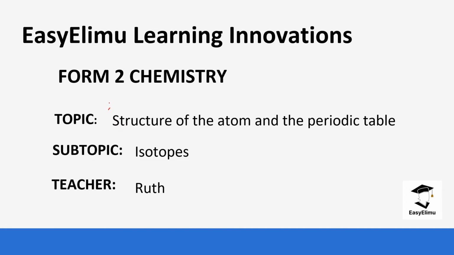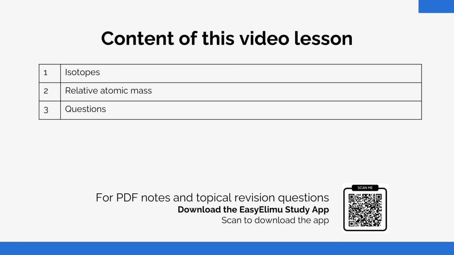My name is Ruth, and today we are going to be looking at the topic structure of the atom and periodic table, which is a Form 2 topic. We are going to look at the subtopic isotopes for today. Previously, we talked about how to show electronic configuration and also drawing electronic configuration structures, the dot and cross structures. So you can check that out in the previous videos. For today, we look at isotopes, and then we also calculate the relative atomic masses. And finally, we'll do a few questions or practice.